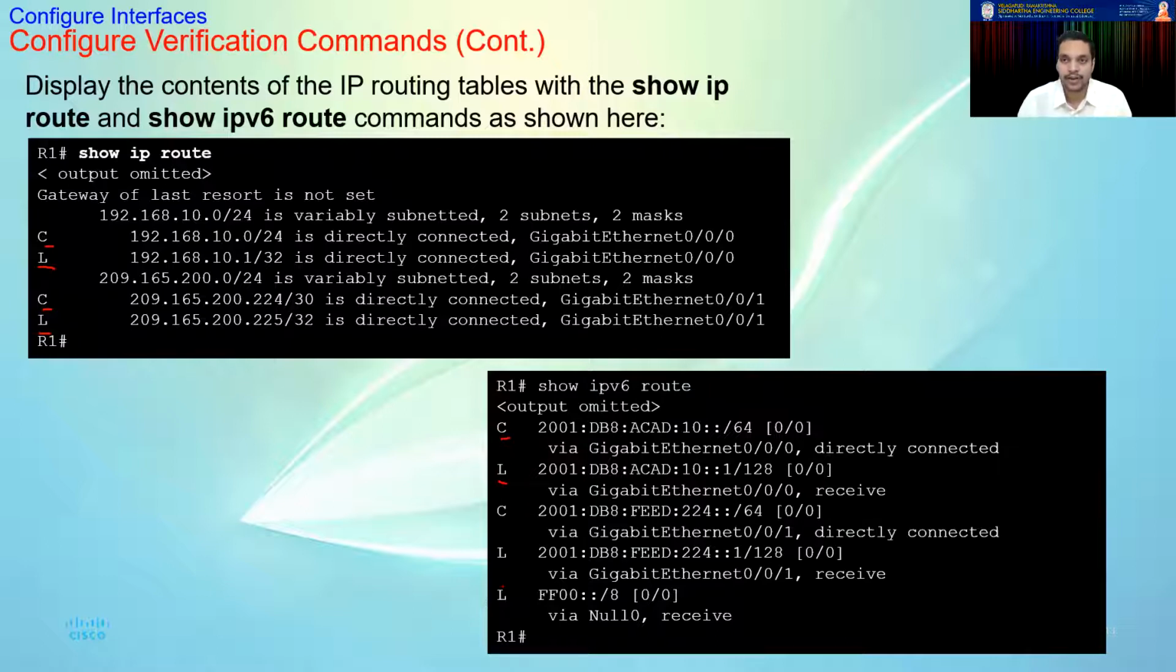In the earlier module on the network layer, we clearly described what these particular codes stand for. So please make sure you get used to those codes, because in the exam, if you are asked to troubleshoot a particular issue, you have to see what these codes stand for. You have to understand by looking at this output. Maybe in your exams you will be given a snapshot of an output and asked what the problem is. So please get used to these codes. These are the sample outputs for your show IP route and show IPv6 route.